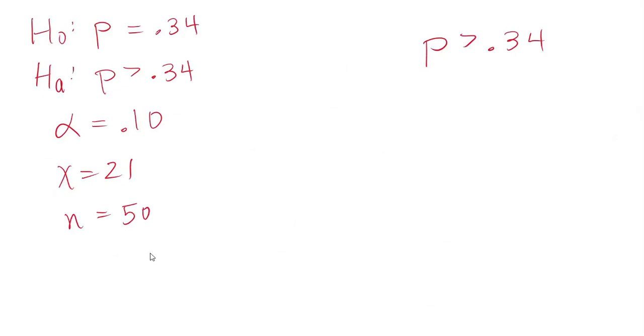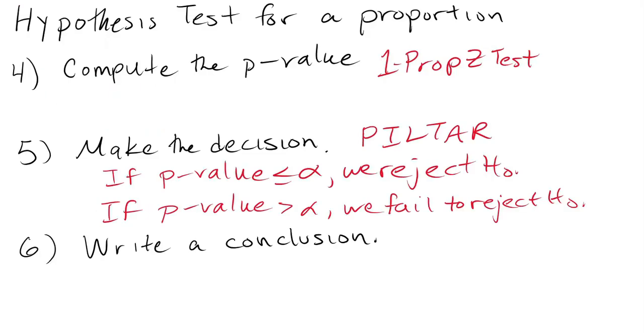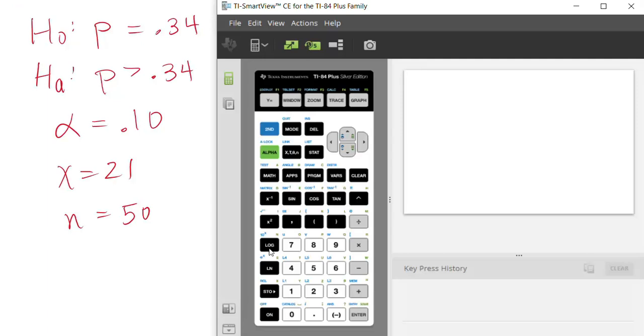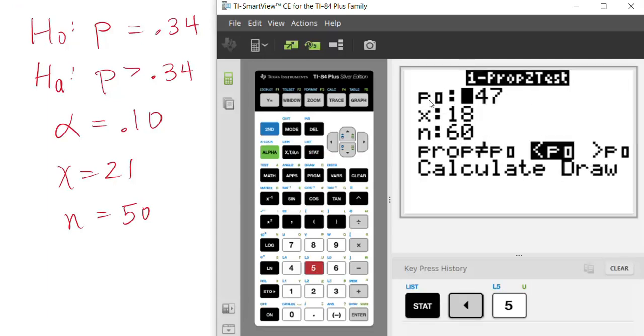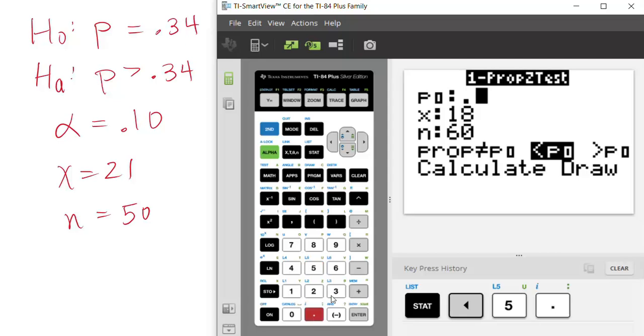And now what we want to know is, if the null hypothesis was true, how strange would this sample be? Would this be a weird sample? If this is a weird sample, then we don't believe the null hypothesis. And if it's not a really weird sample, then the null hypothesis is plausible. How do we make that determination? Well, we do it with a p-value approach. We're going to calculate the p-value. And the calculator function we use for proportions is 1PropZTest. Press Stat, scroll to Tests, choice 5. P sub 0 is the number on the hypotheses, which is 0.34.